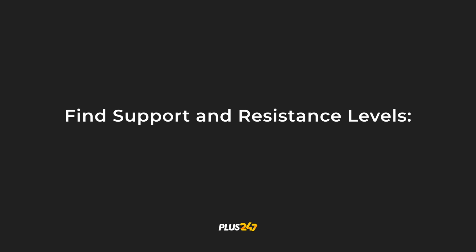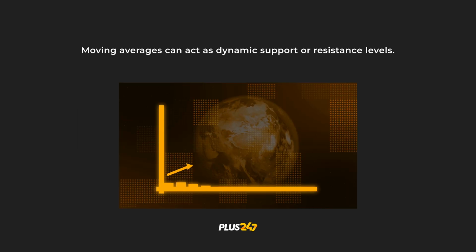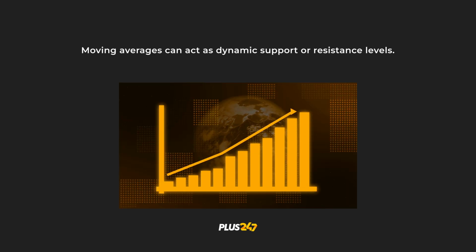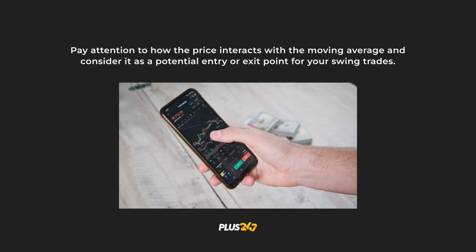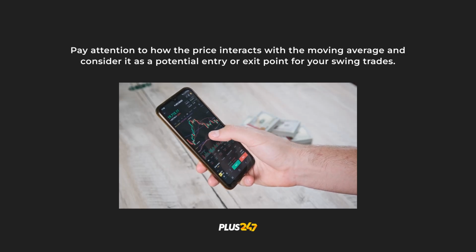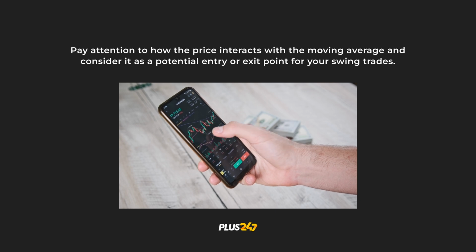Find support and resistance levels. Moving averages can act as dynamic support or resistance levels. Pay attention to how the price interacts with the moving average and consider it as a potential entry or exit point for your swing trades.